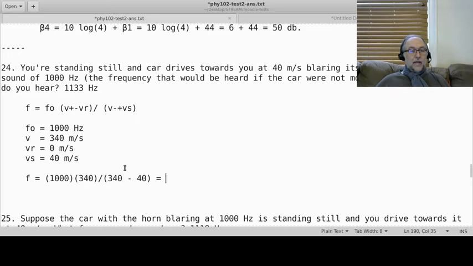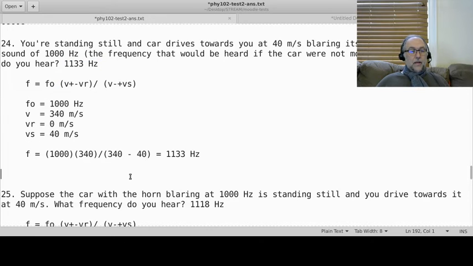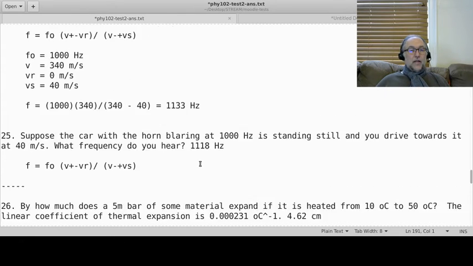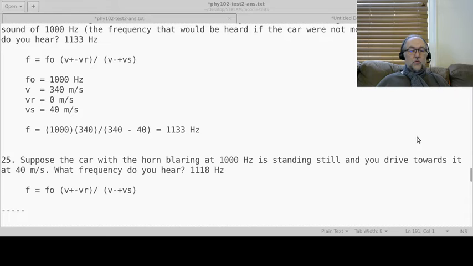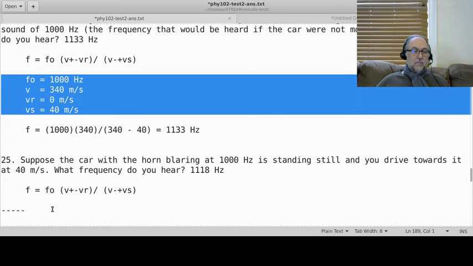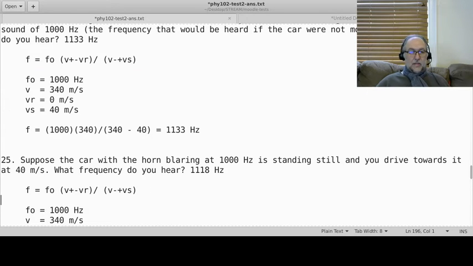Okay. And if you work that out, the answer turned out to be 133 hertz. Great. So in the second one, I just wanted to give you a second problem on this to make sure that you understood the difference between VS and VR. It's the same formula and almost the same quantities here.